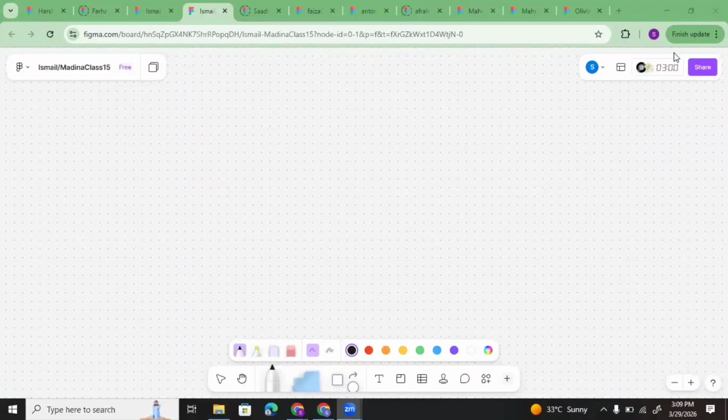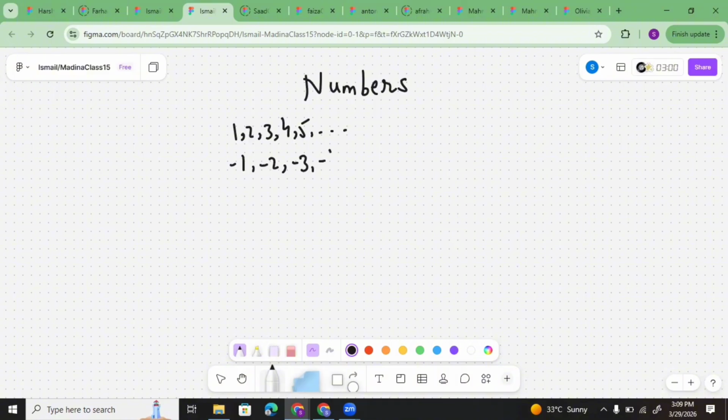So today we are going to start numbers. Number is basically a very important topic for a grade A student. You already know what numbers are, am I right? One, 2, 3, 4, 5, and so on. These are called numbers. These are positive numbers. We can write the negative numbers as well: -1, -2, -3, -4, and so on. These are the numbers that we already know.